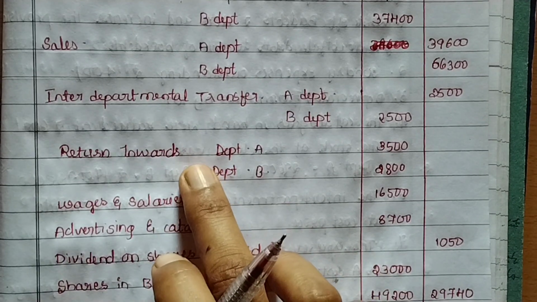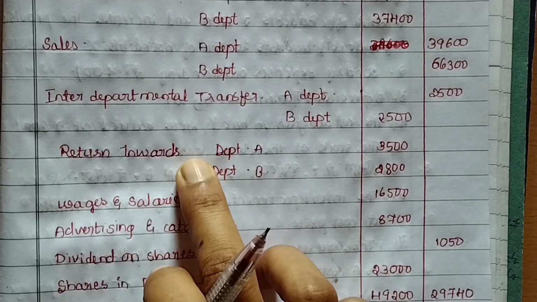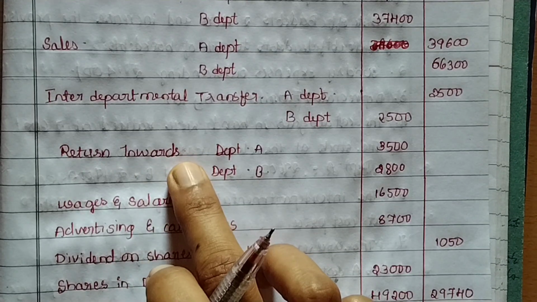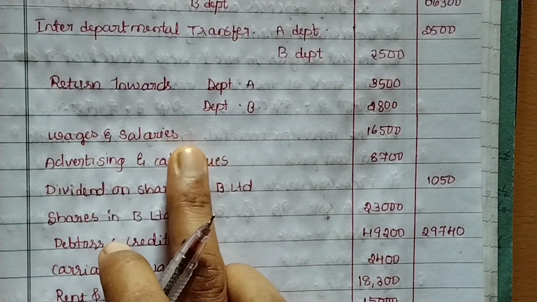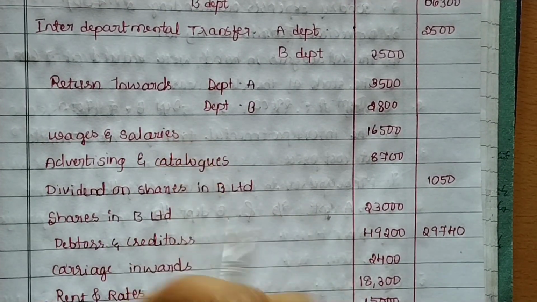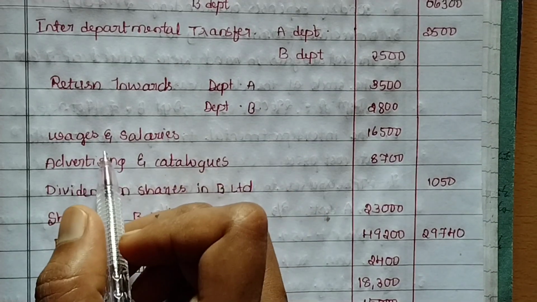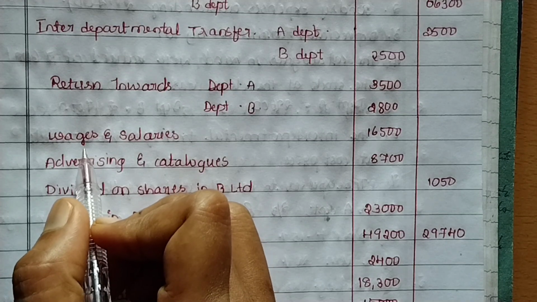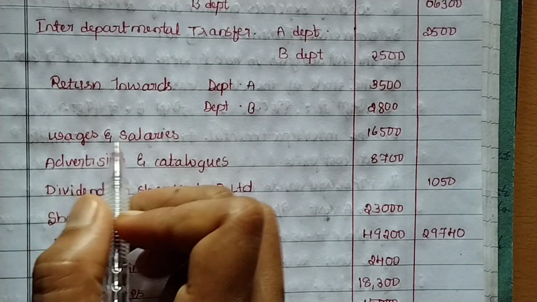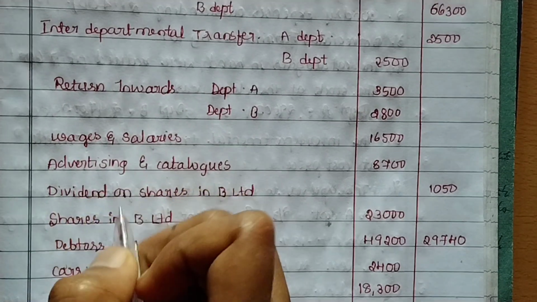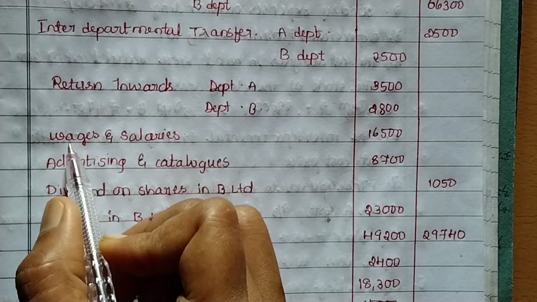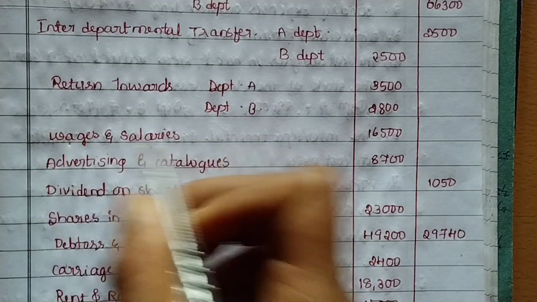So you have to deduct as usual, how you are doing in the previous problems. The returns should be deducted from the sales. Then you have to divide. Let's see. Wages and salaries. As wages is here, you have to consider it as a direct expense. If only salary is there, it is an indirect expense. When both are given together, you have to treat it according to whichever comes first.